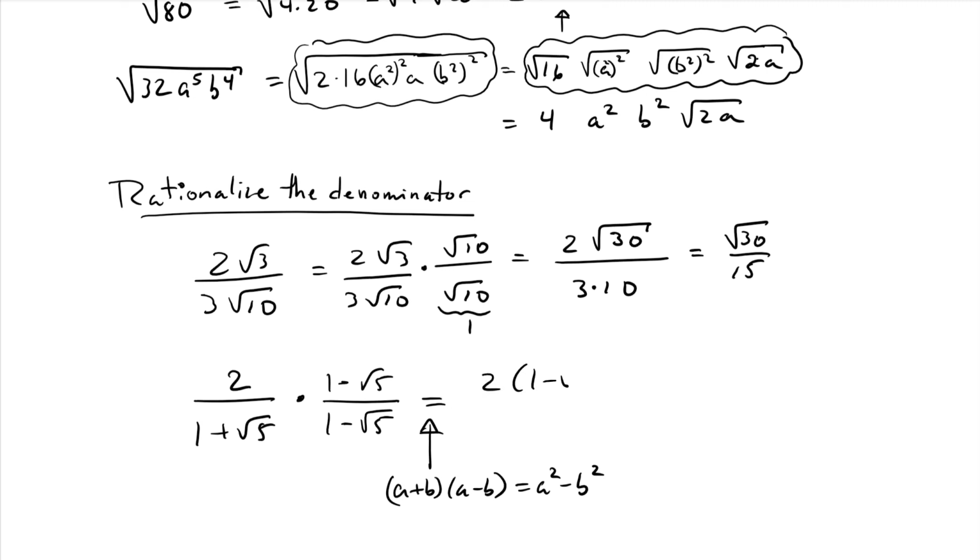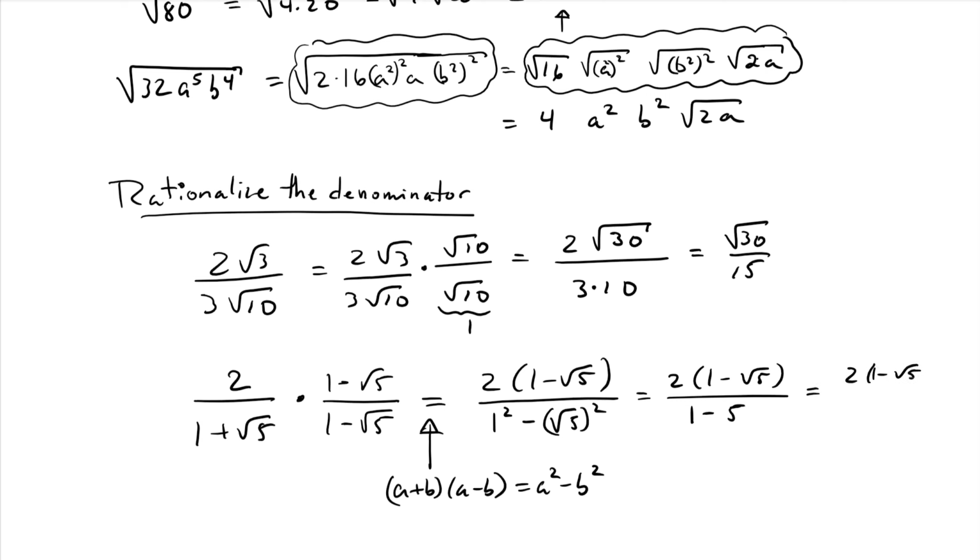So let's take a look here. At the top, I've got 2 times 1 minus root 5. At the bottom, I'm going to get a squared, so 1 squared, minus b squared, which is root of 5 squared. Now, root of 5 squared is going to be 5. So this is 2 times 1 minus root 5 over 1 minus 5, and 1 minus 5 is minus 4. And 2 over minus 4 is minus a half. So this is going to be minus 1 minus root 5 over 2.